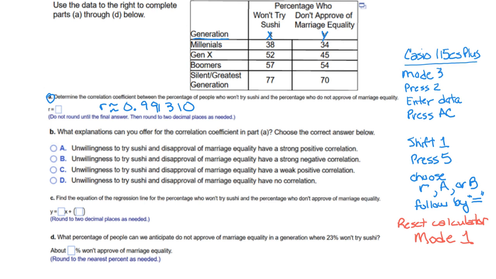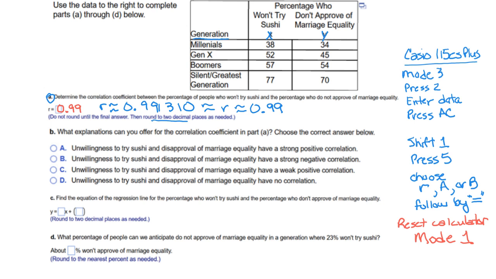And when we round this, it does tell us to round to 2 decimal places. We're going to get that R is approximately 0.99. All right, so 0.99 is really close to the number 1. So this is a strong positive correlation. All right, so in my math lab, you're going to put in 0.99. It'll also take the 0.99.